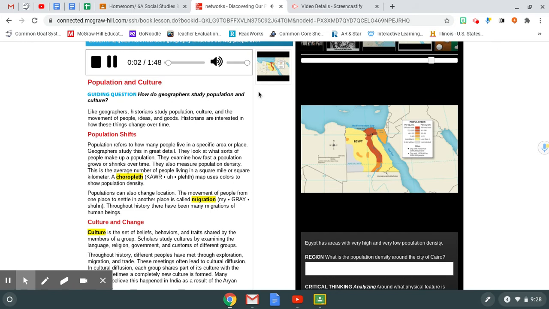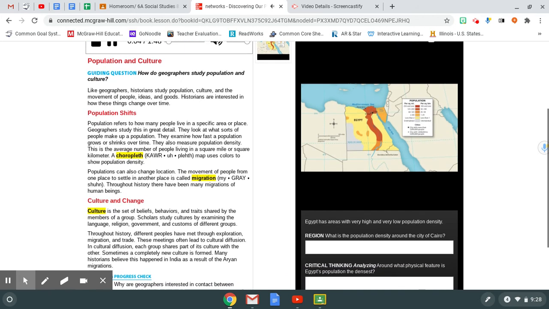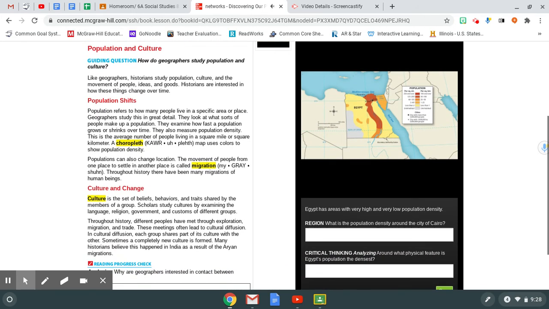Population and culture. Guiding question: How do geographers study population and culture? Like geographers, historians study population, culture, and the movement of people, ideas, and goods. Historians are interested in how these things change over time.